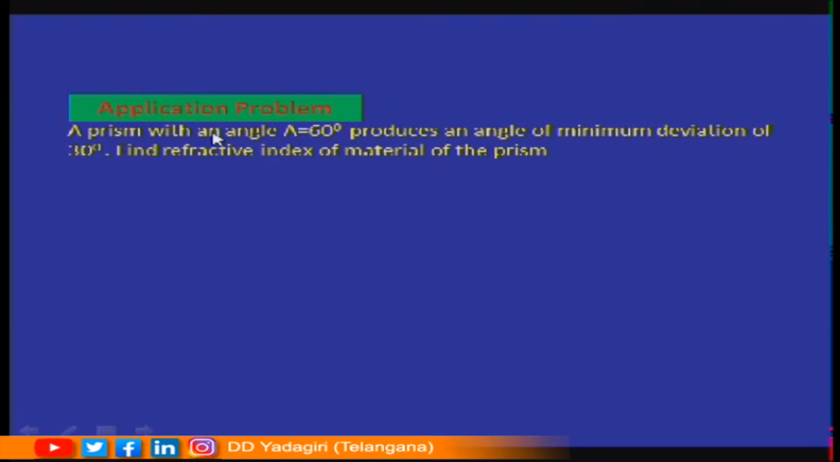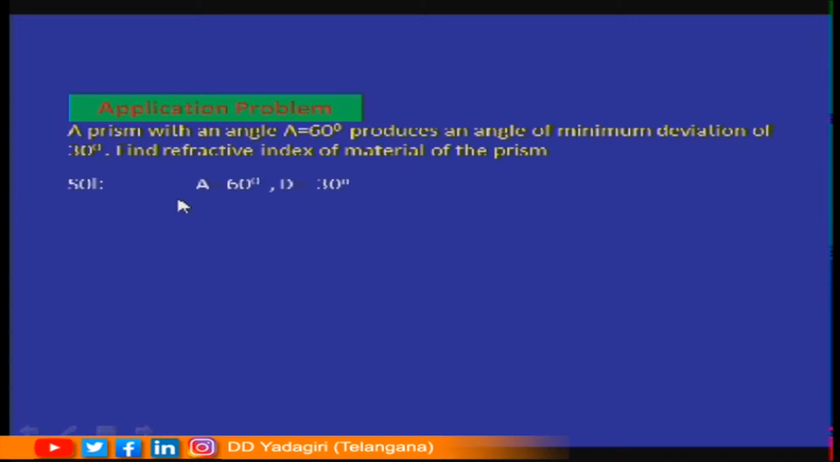Let us do an application problem for this formula, because this formula is very important for our subject. How to use this formula and how to calculate the refractive index of a material. So, observe this problem, children. A prism with an angle A equal to 60 degrees produces an angle of minimum deviation of 30 degrees. Find the refractive index of the material of the prism.